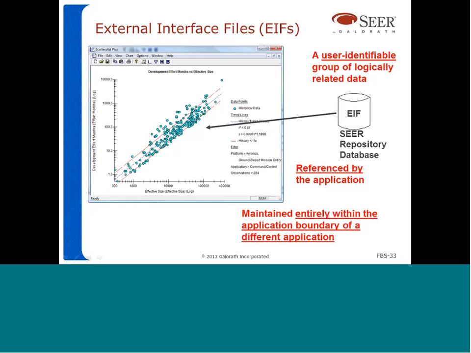So this data is referenced by the application we're counting. In this example, we're counting SEER. So SEER is referencing the SEER repository database, which is not maintained by SEER. It's maintained entirely within the application boundary of a different application, okay? So that means that the SEER repository database is an external interface file for SEER, but it has to be maintained by another application, and therefore it is an internal logical file for that other application, okay?